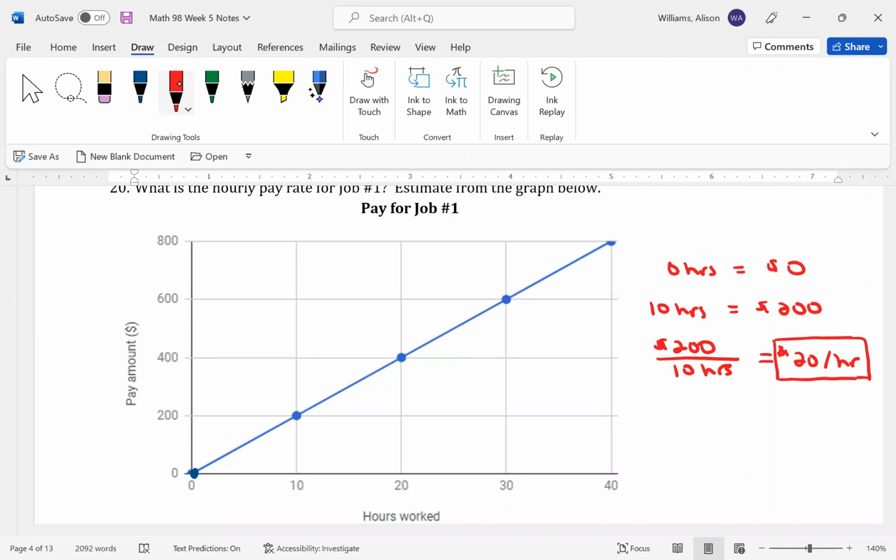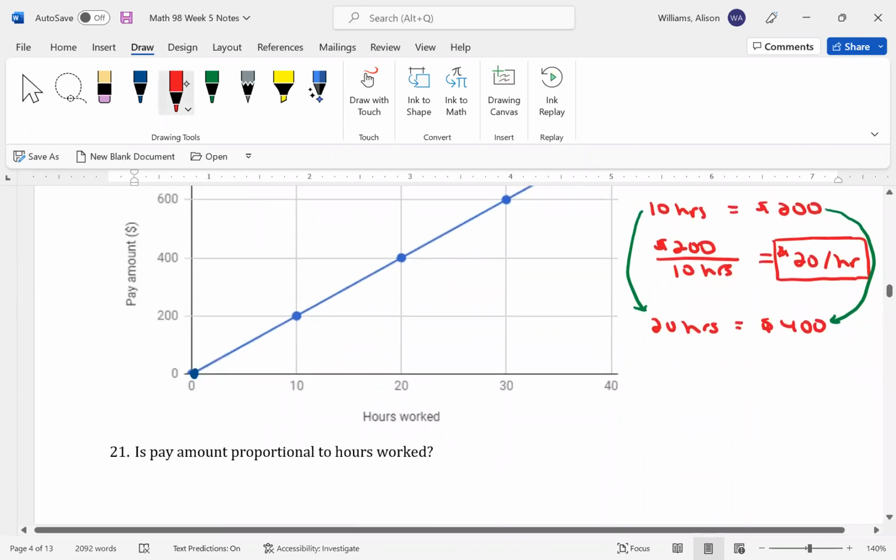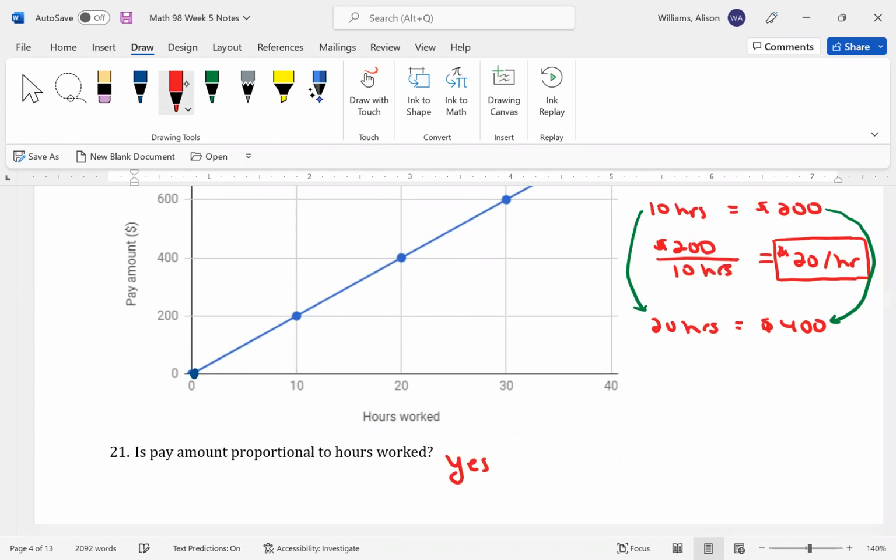Now, the next thing I notice is that when it doubled the number of hours, when they worked 20 hours, they got paid $400. So when they worked double the hours, they ended up getting double the pay. Again, that says to me this is probably the job where the pay is proportional to the amount of hours worked. So the answer will be yes. We figured out the doubling and the 0 equaling 0.